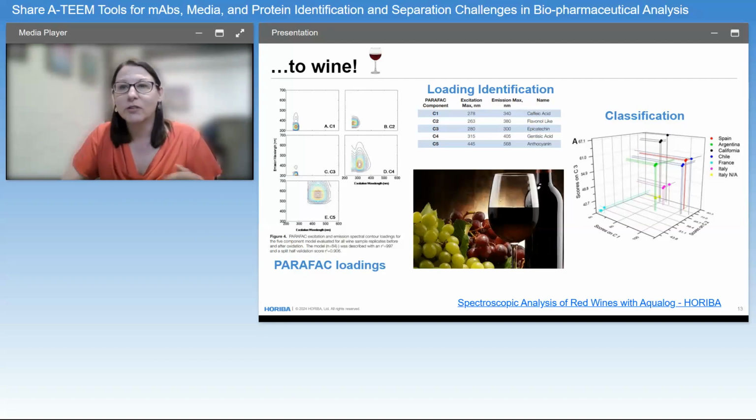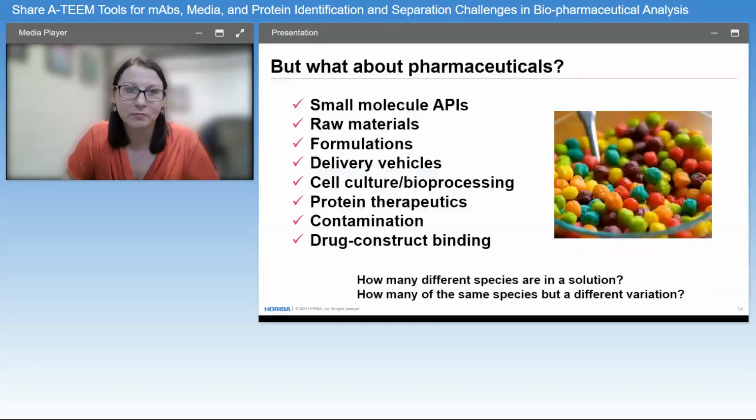But you can actually take the extracts from grapes as well to predict how the wine will taste and what the quality of that wine could be. So again, we have applications on this too. But what about pharmaceuticals?